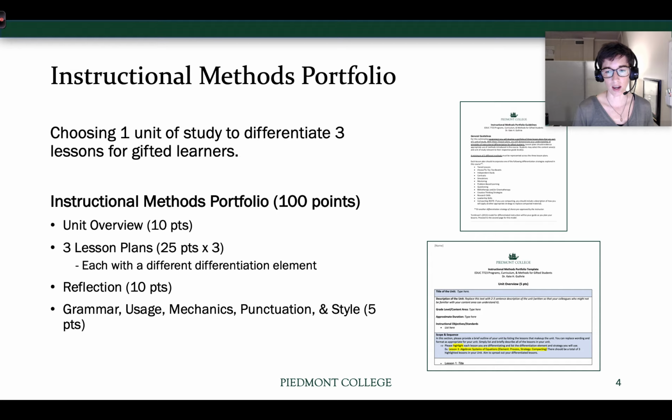Make sure that it's not just differentiating just because you can differentiate. It's differentiating because these gifted students in your class really need it in order to be serviced, in order to be challenged, in order to help raise the ceiling for those gifted learners. So remember, you're just choosing 3 lessons out of your entire unit to differentiate. And then you have a reflection at the end, which is 10 points, and then 5 points for your grammar, usage, mechanics, punctuation, and style.